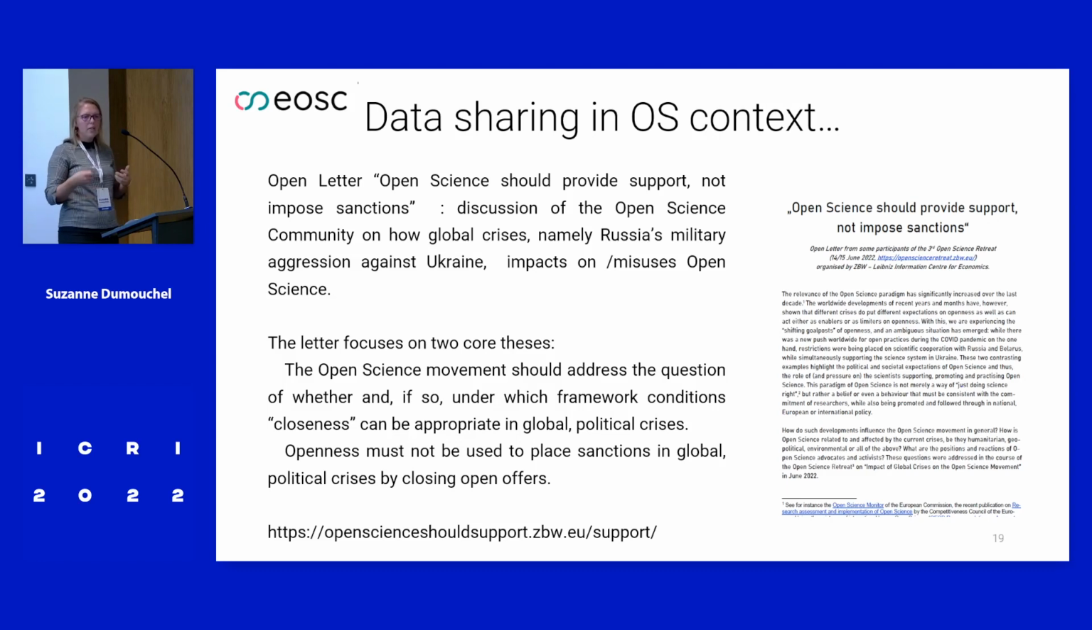And this is why I would like to highlight this open letter. This is an initiative launched by the ZBW in Germany and made by a collective of researchers and individuals, and it focuses on two core theses. The first one is that the open science movement should address the question of whether, and if so, under which framework conditions closeness can be appropriate in global and political crises. And the second one, that openness mustn't be used to place sanctions in global political crises by closing open offers. So this is also something to be discussed, especially in the perspective of regional collaboration.